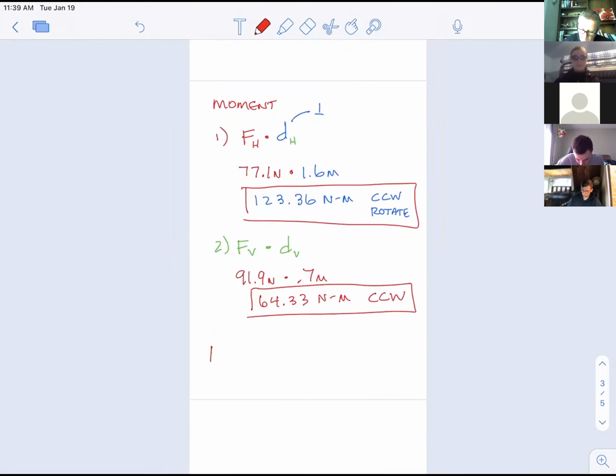the moment around P as a result of this biker's weight and the angle at which they hit the ground is the sum of those two, which is approximately 187.69.